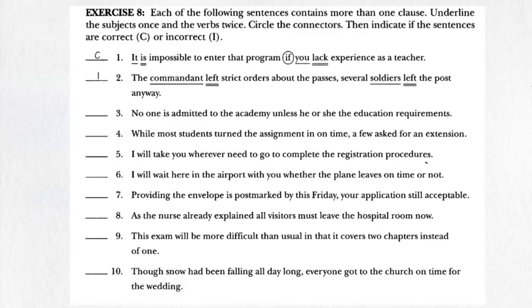Number 8, incorrect. It is missing a comma. Explained, comma, all visitors. Number 9, correct. And number 10 is correct too.